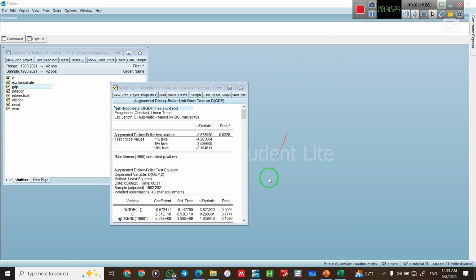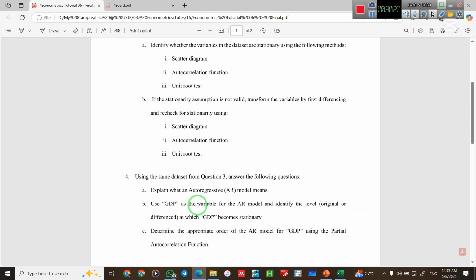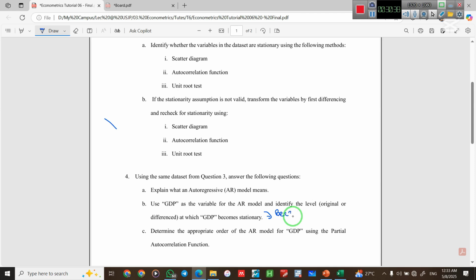So now we have identified the answer for part B. We know that GDP becomes stationary at its first difference.